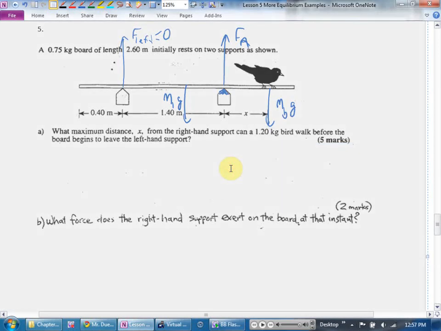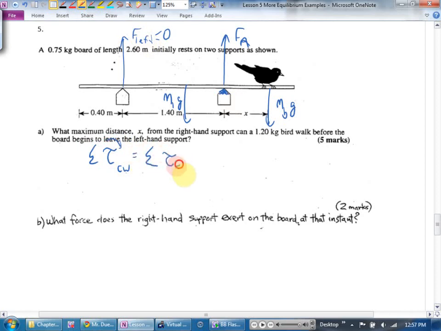Torques. Now here's the nice thing about this question. Components, yes or no? How about here? How about here? And in fact, I'm going to put my pivot right here. And all I'm going to have then is, since that's zero, the sum of the torques clockwise equal the sum of the torques counterclockwise. If that's my pivot, and this is zero, clockwise, clockwise, clockwise, clockwise. Which force? Okay. Mass of the bird times g times how far from the pivot?